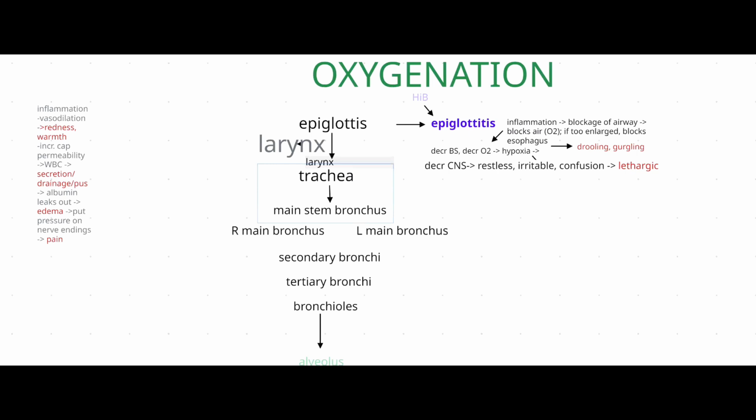Okay, so the point I'm making is there's another condition that is common in the pediatric population that affects the larynx, the trachea, and the bronchi. Third and fourth, what is it?